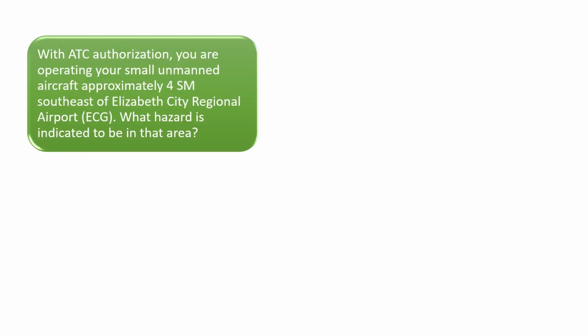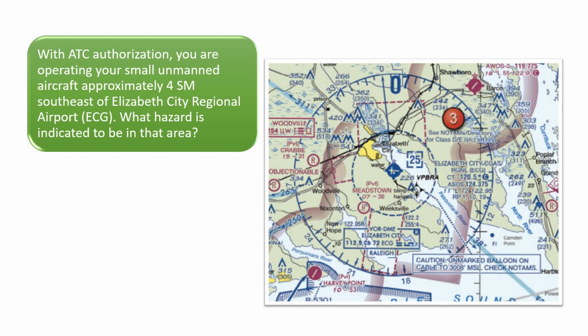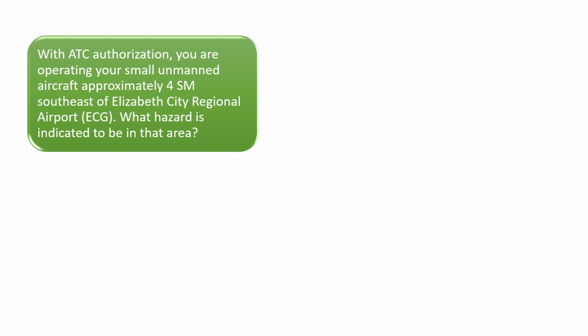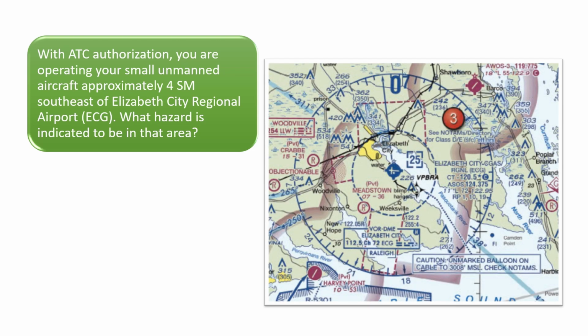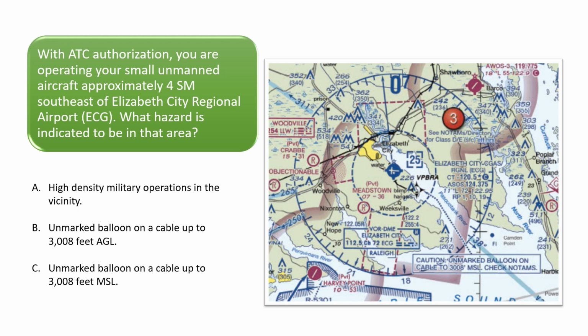With ATC authorization, you are operating your small, unmanned aircraft approximately 4 statute miles southeast of Elizabeth City Regional Airport, ECG. What hazard is indicated to be in that area? Elizabeth City Regional Airport is in Class D airspace as noted by the blue dashed circle surrounding the airport. Once you have received ATC clearance, you would be allowed to operate an unmanned aircraft near this airport.